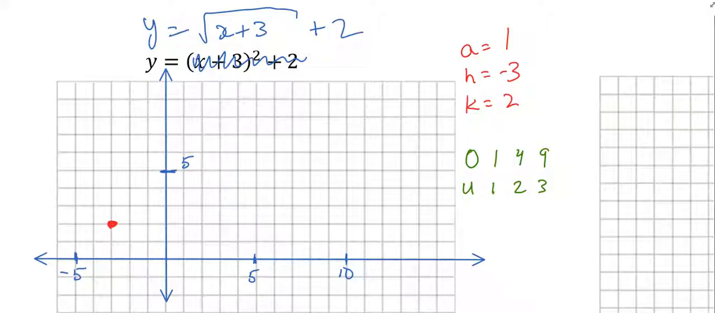Over 1, up 1 from the vertex. Over 4, 1, 2, 3, 4, up 2. And over 9. So that's 1, 2, 3, 4, 5, 6, 7, 8, 9, up 3. And it sure looks like a parabola to me, except it's lying down, it's only half.